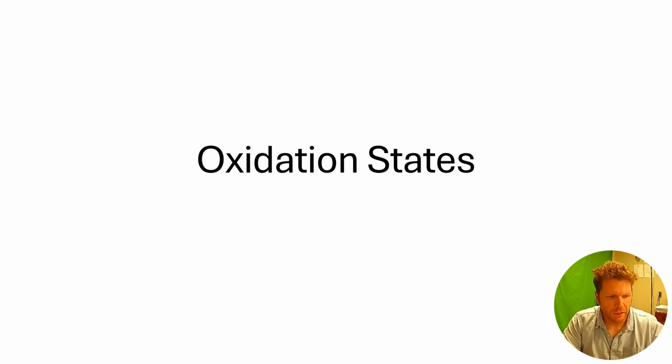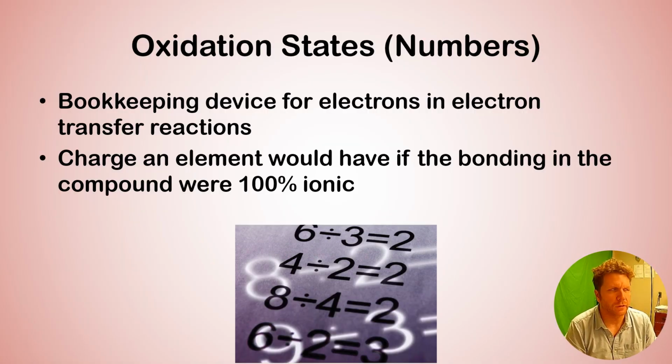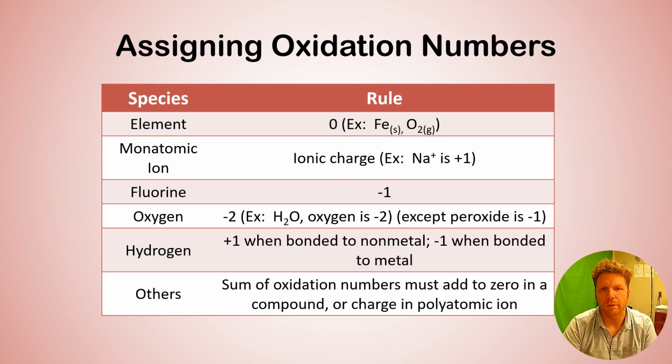All right, so oxidation states. This is a very important thing to understand when it comes to oxidation reduction reactions and electrochemistry. Oxidation states or numbers are a bookkeeping device for electrons in electron transfer reactions. Oxidation states or numbers are the charge an element would have if the bonding in the compound were 100% ionic. So if it lost or gained an electron, what would it be?